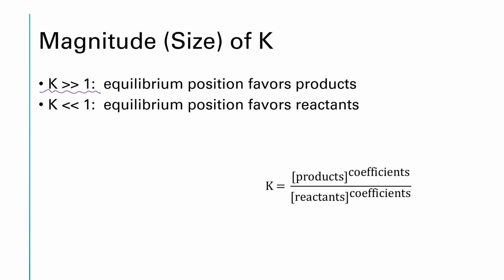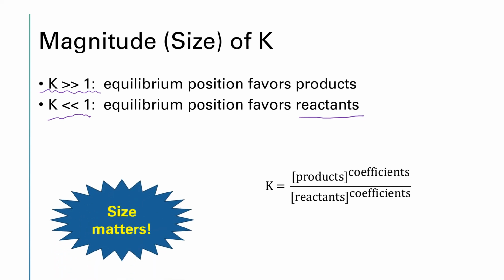We could also make the opposite argument. Let's say we didn't have very many products at equilibrium, but we had a whole lot of reactants. That means our numerator is small and our denominator is big. And so K is going to be a really small number. So we'll say if K is much smaller than 1, that equilibrium position favors the reactants. So the bottom line when it comes to K is that size matters.